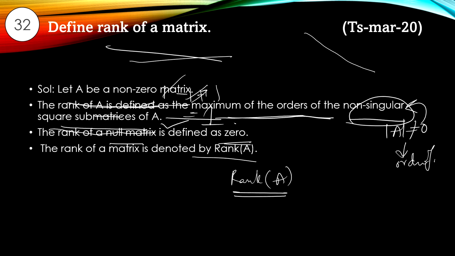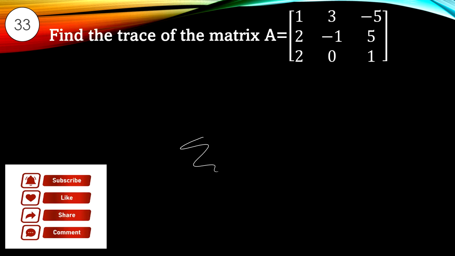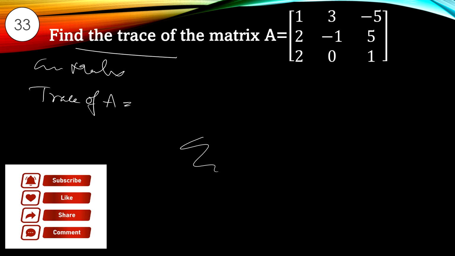So the next question. This is also important for both Telangana and AP. Just a repetitive question only. Question number 33, and this is the last question. We are ending this session with a simple problem: find the trace of this given matrix. We already know the trace of the matrix is the sum of the principal diagonal elements. So just 1 minus 1 plus 1. So simply the trace of this matrix is 1.